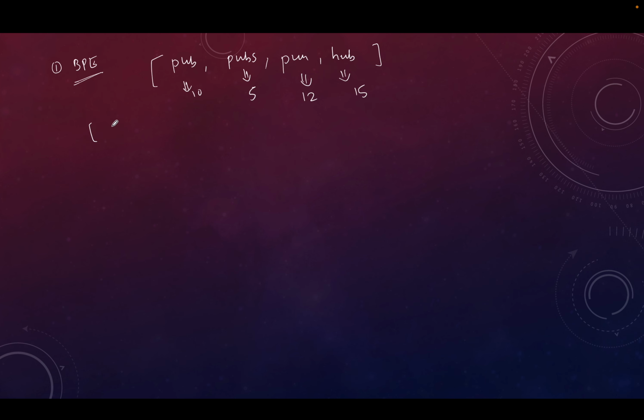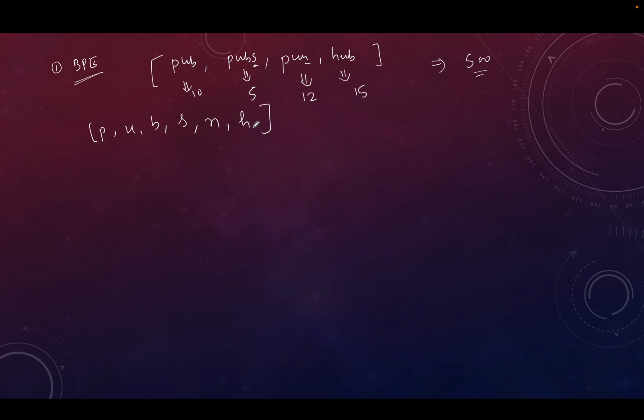It starts with all the characters. So we have a character P, we have a character U, B, and S, then N, and then H. So it starts with individual characters. Let's say our vocabulary requirement is that we can have up to 500 tokens, unique tokens in the vocabulary.